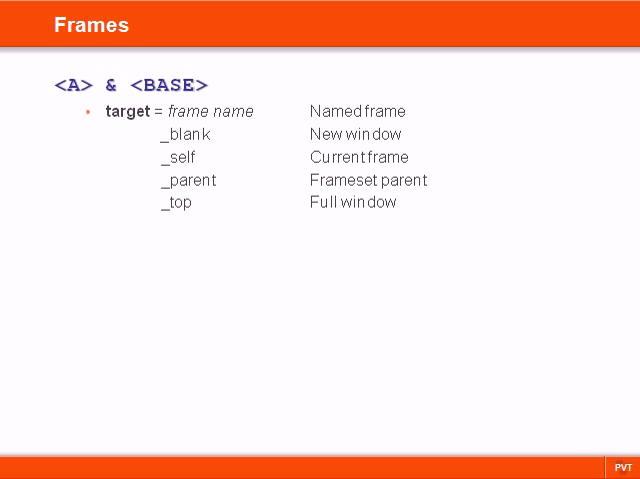_blank loads the document in a new window. _self loads it in the current frame. _parent loads it into the immediate frameset parent of the current frame, and thereby removes a frameset if there is any. And finally, _top removes all frames and loads the link into the full window.